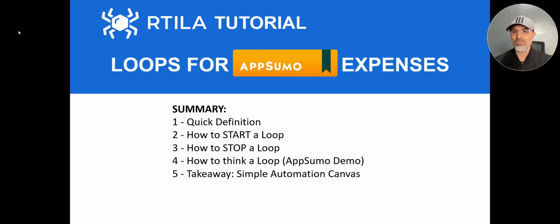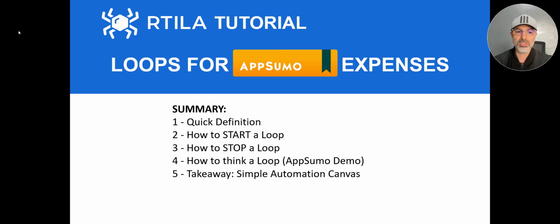What are we going to cover? We have 5 points. The first one, a very quick one, is to look at what we mean by a loop, especially in the context of RTILA. Then we will see the basics of how to start a loop. There are different ways that you can use to start a loop. On the third point, we're going to see how to stop a loop. It's as important as starting a loop. You have to know how to stop a loop and when to stop it.